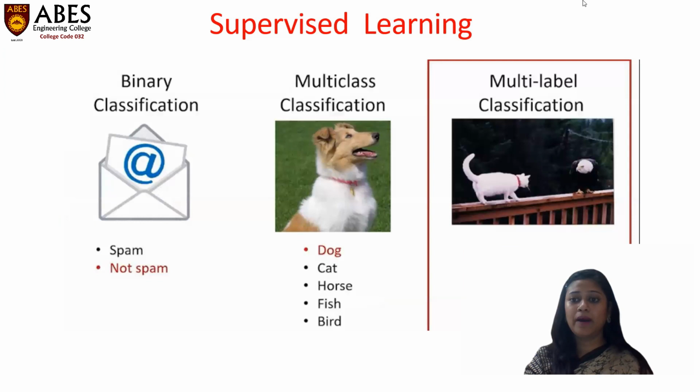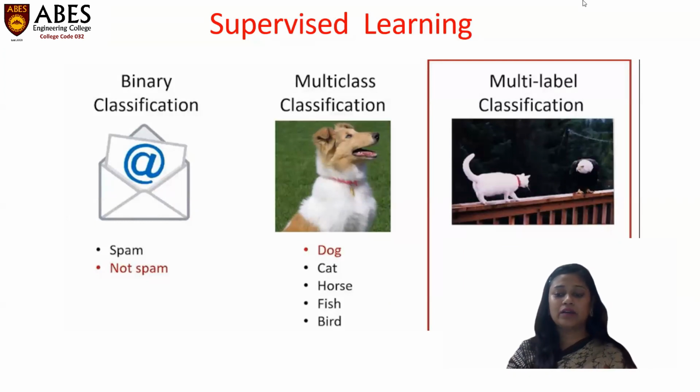In binary classification, we are able to see that we have two classes, either it is spam or not spam. That's all. We are not doing much. In multi-class classification, we classify into various classes. It can be a dog, a cat, a horse, a fish, or a bird. Looking at the image, we recognize that there is a dog, so it goes into the particular class dog. We design multiple classes, but the answer is only one.